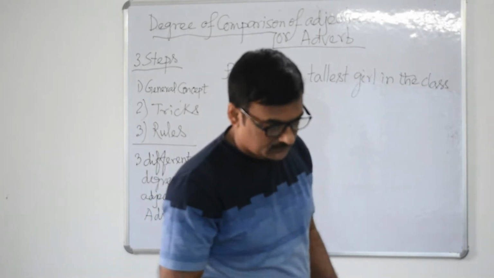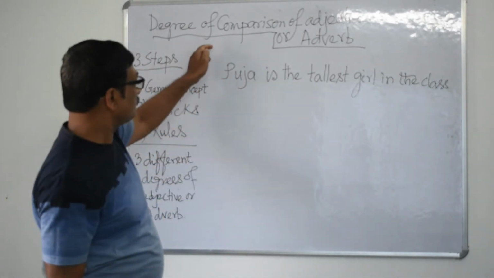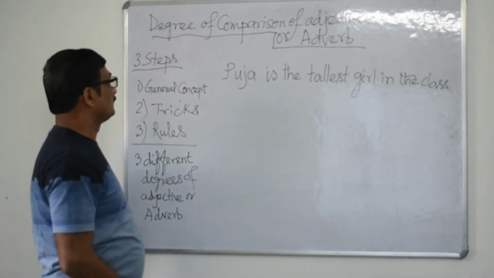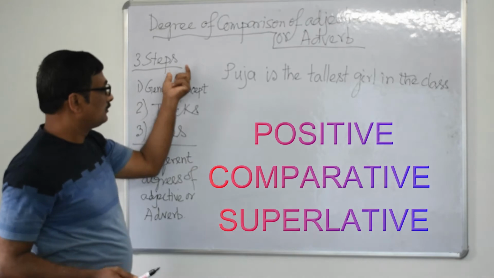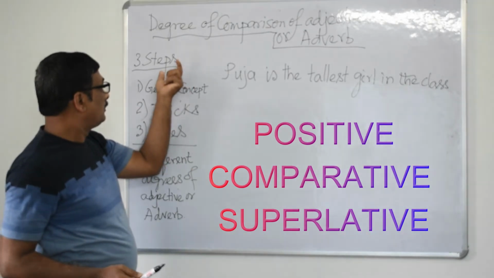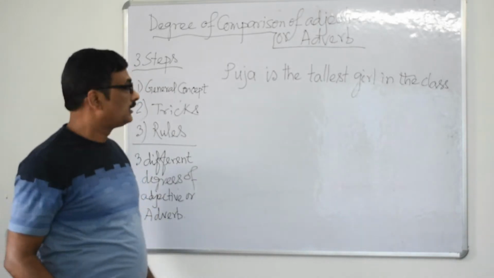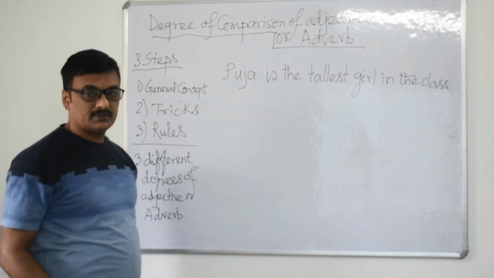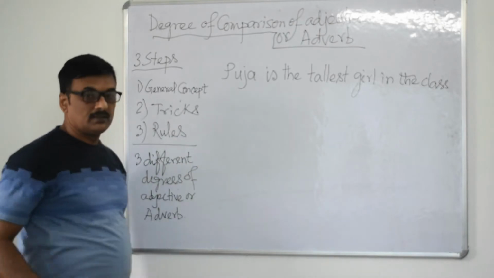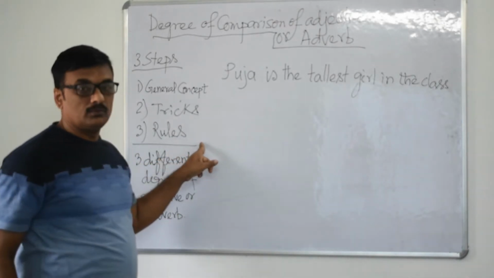Let's start. Degree of comparison of adjective or adverb. Just 3 steps we need to understand. What are the 3 steps? First step is general concept, second step is tricks, third step is the rule.